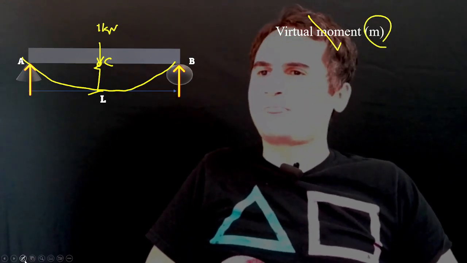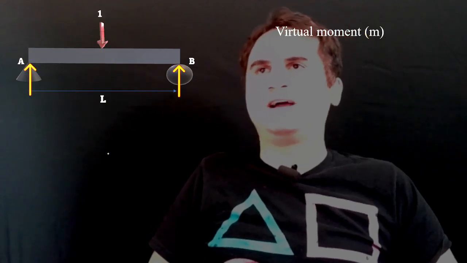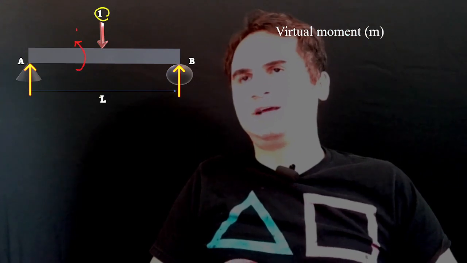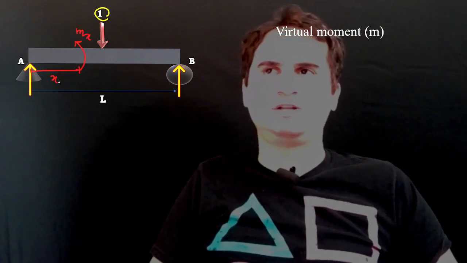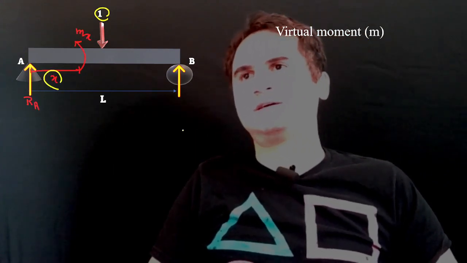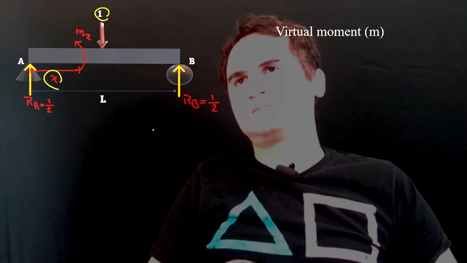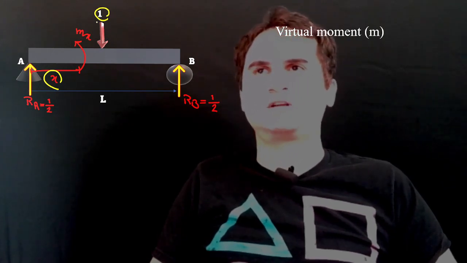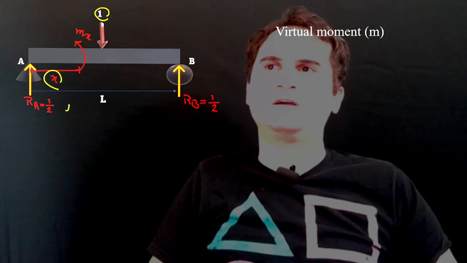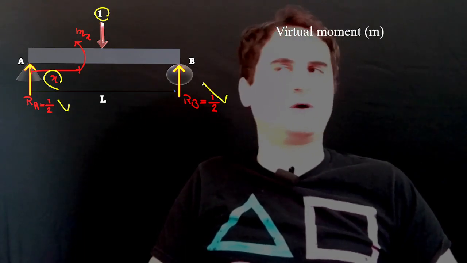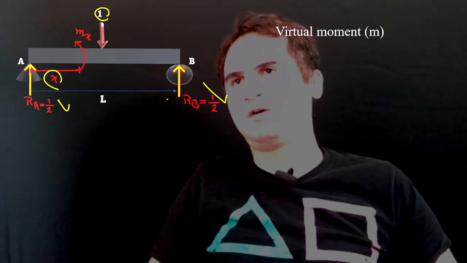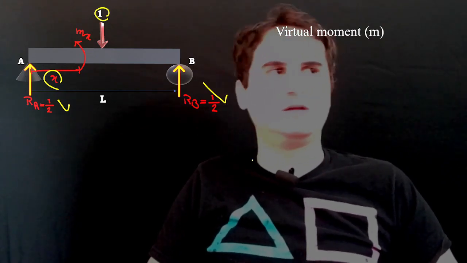So as soon as we have it, we can place a unit load at the center, and then cut the section at a length of x. And if you calculate the reactions for this force, due to symmetry, RA and RB are each half of that load, which is 1 kN, so 1/2 each, evenly distributed between A and B.